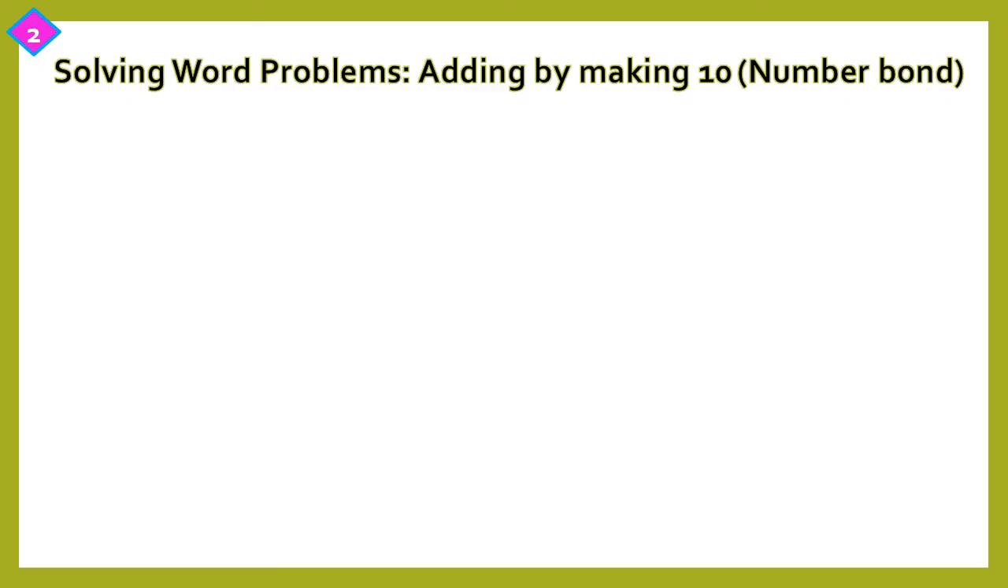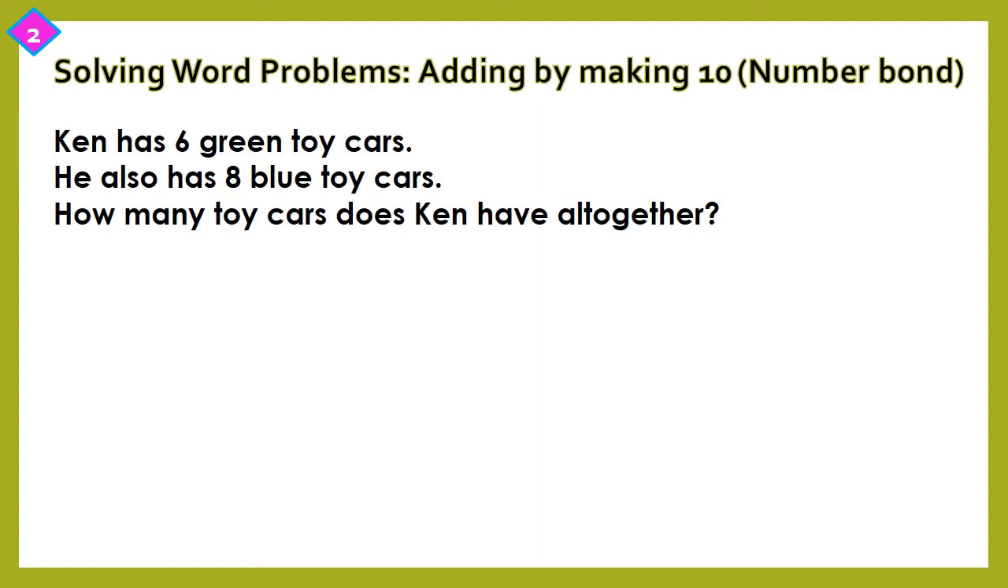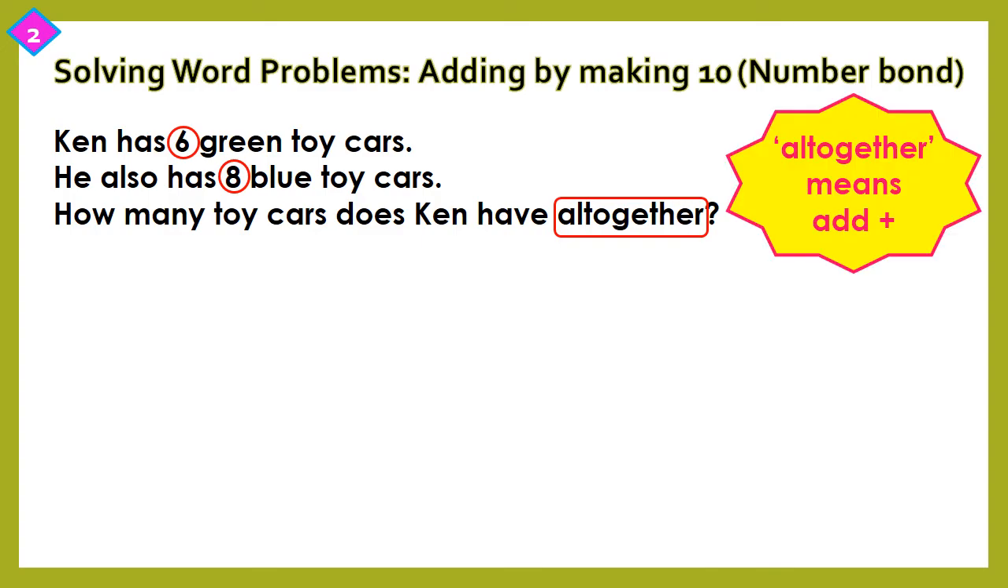Now, let's solve our second word problem here. Ken has 6 green toy cars. He also has 8 blue toy cars. How many toy cars does Ken have altogether? Remember, the first thing we have to do is to circle the numbers in the word problem. In this word problem, we can see 6 and 8. The next thing we have to do is to look at the important word that tells us to add. In this word problem, we can see the word altogether. Altogether means add. In this word problem, we have to add 6 and 8.